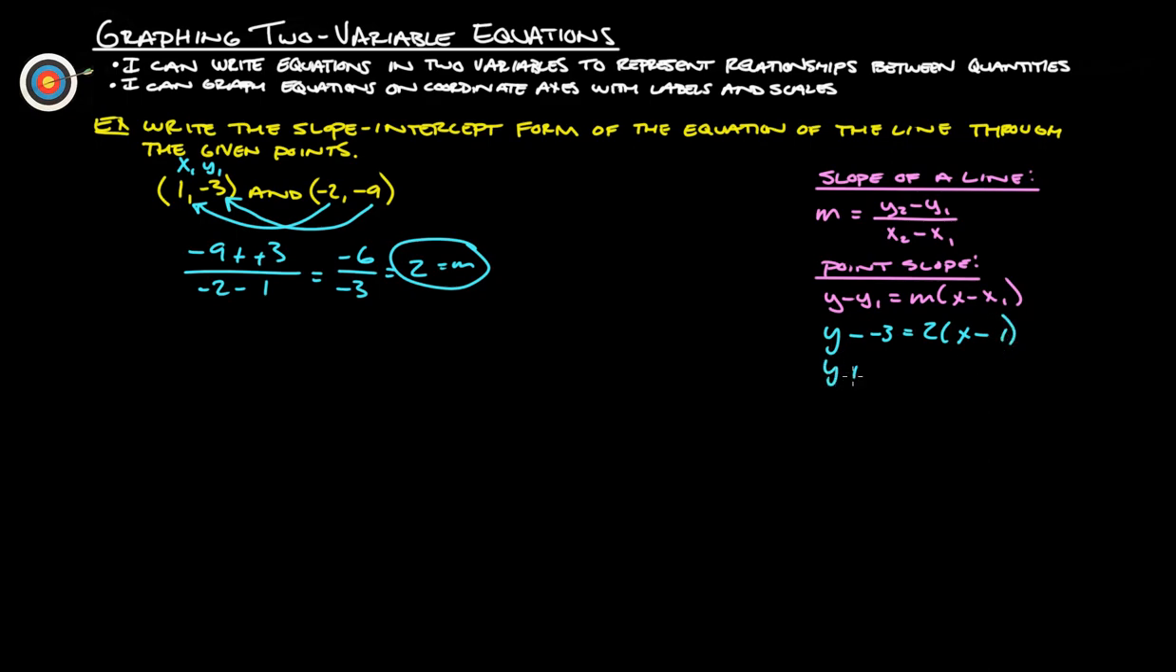So we basically get y plus 3. Distribute this 2 through to both, and we get 2x minus 2. Subtract 3 from both sides, and we get y equals 2x minus 5. And that's the equation of the line that goes through these 2 points.